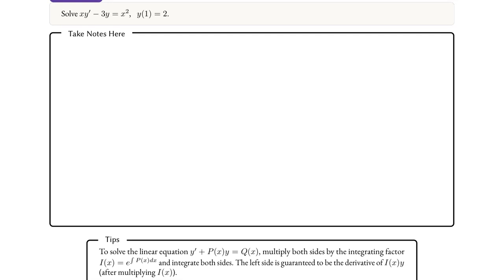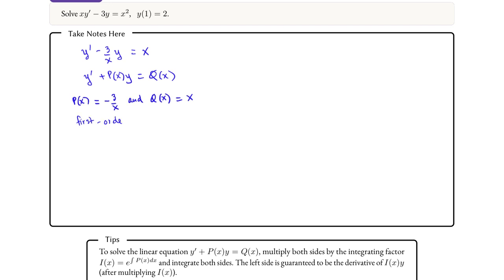Solve the differential equation xy' - 3y = x² with the condition that when x = 1, y = 2. First, we rewrite it in the standard form y' + p(x)y = q(x), where p(x) is -3/x and q(x) is x. This is a first order linear differential equation.